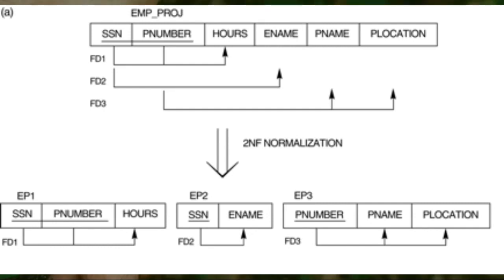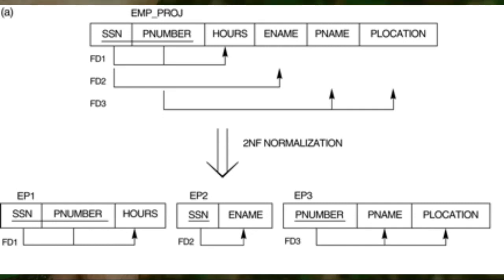Here the key is SSN and the project number. So that together they should determine all the other attributes. Okay, fully functionally dependent on the key. But here what happens is there's a functional dependency, SSN and project number determine the hours. And there's another functional dependency, SSN determines the employee name. And the third functional dependency we have is the project number determines the name of the project and the location.